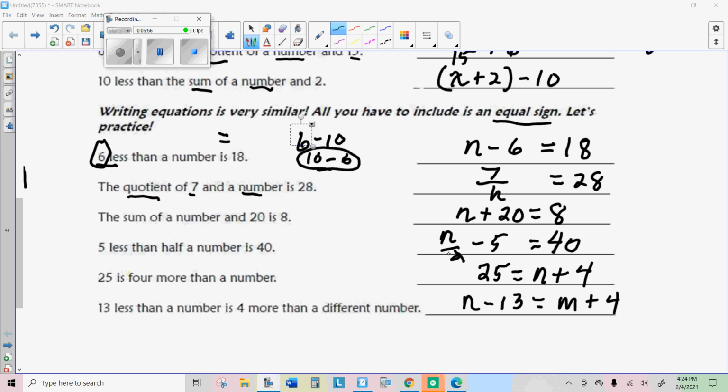All right, how'd you do? In the past, students have thought that we always put the equals at the end, but we don't. We put it where the is. We're trying to represent these words exactly as they're written. So we would have 25 equals 4 more than a number. That would look like that. Look where the word is in this one. So you have to do 13 less than a number on one side of your equal and 4 more than a different number on the other side.